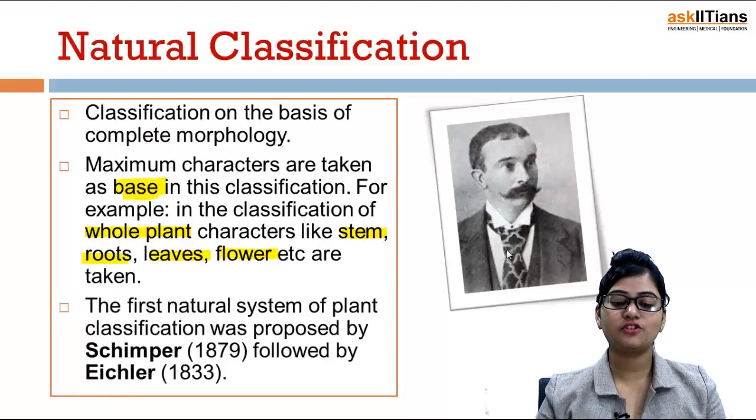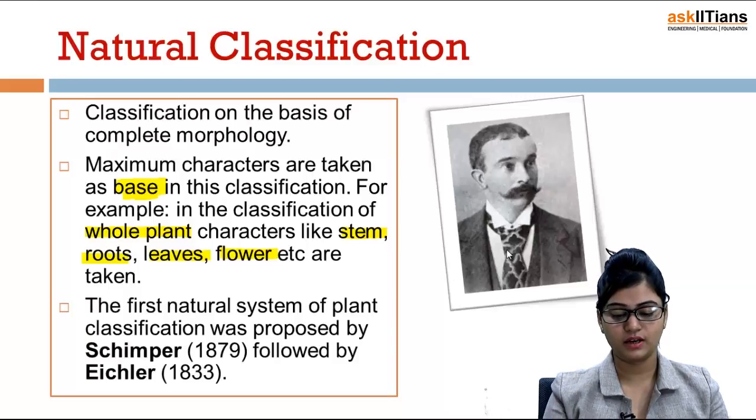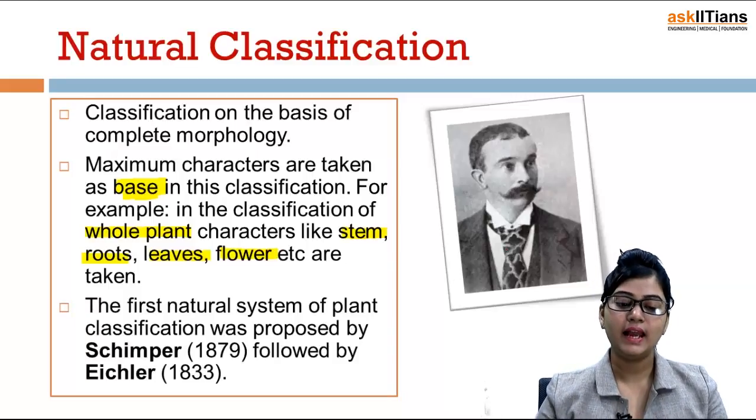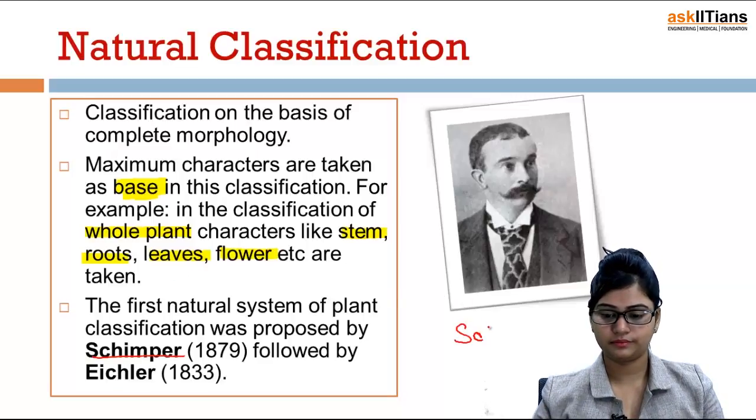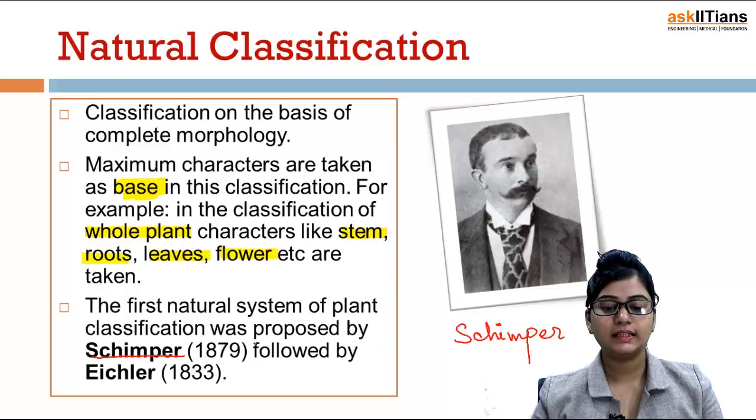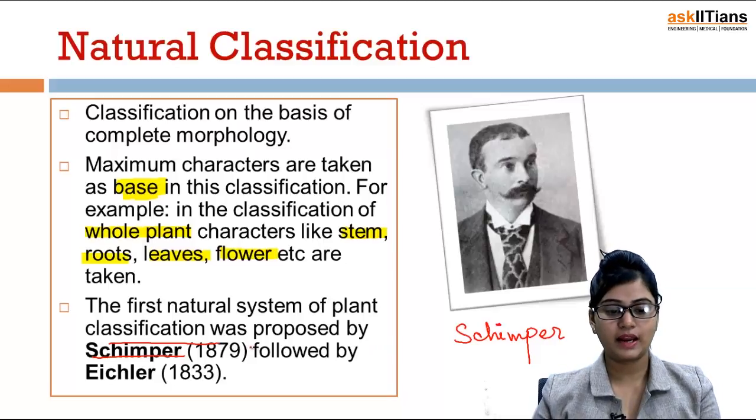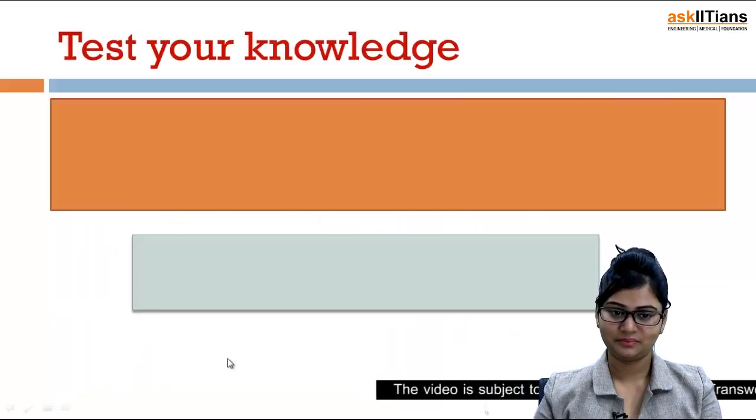And the first natural system of plant classification was proposed by Schimper and it was followed by Eichler. So this is the scientist Schimper. He is Schimper who proposed this classification of natural type and it was followed by Eichler in 1833.